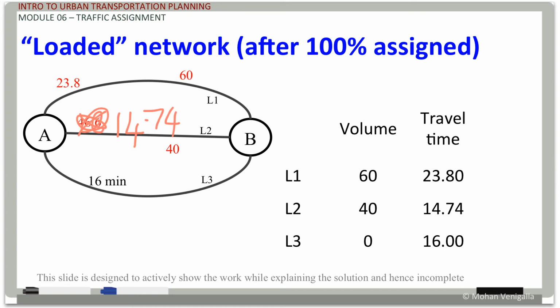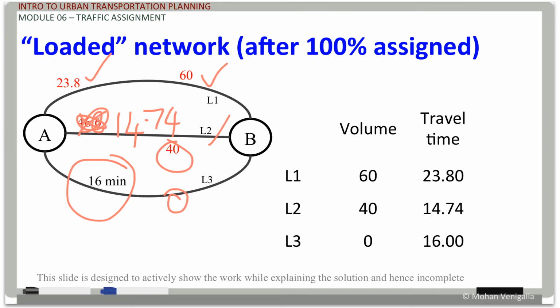So you incrementally assigned 100 trips, and it brought 60 trips onto link 1, 40 trips onto link 2, and 0 trips onto link 3. Free flow travel time is still maintained on link 3, whereas link 1 went to 23.8.